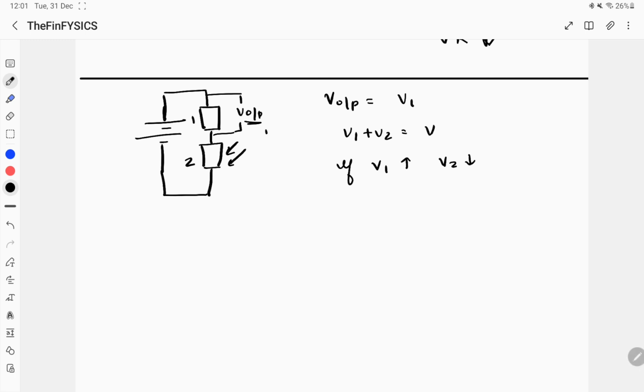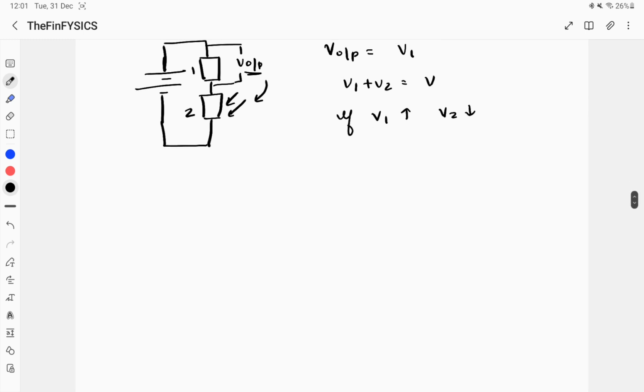Which means this output voltage depends upon how much voltage is consumed by the LDR or any other resistor in series. It could be a thermistor as well. Normally they ask this in MCQs. So if light is more, the resistance across resistor 2 is going to be less, and therefore voltage across this resistor is less. And if your V2 is less, V1 is more, which means your output is large.